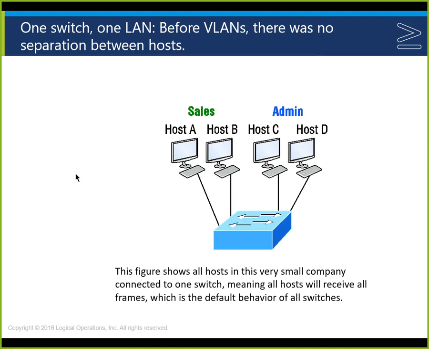One switch, one LAN. Before VLANs, virtual local area networks, there was no separation between hosts, and what this one shows is we can create the VLANs, sales and admin, and we can name them. And one of the things when you start creating VLANs, just me, if you have a 192.168.10 network, make it VLAN 10, because if you make the numbers similar to the networks, then it's easier when you start working on these things.